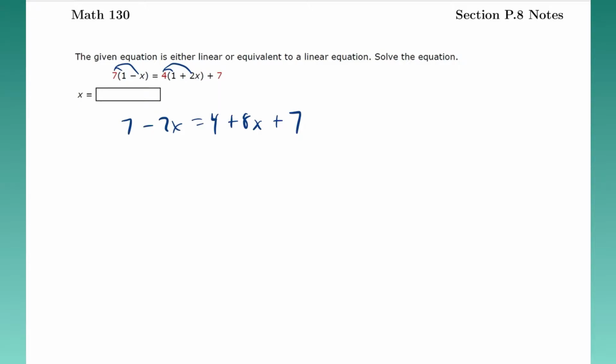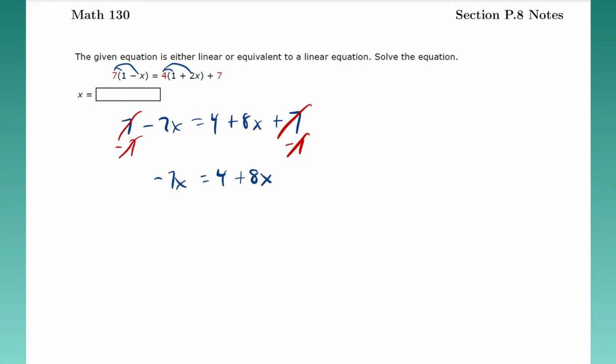Now we've got to get all the x's on one side of the equation. I'm going to get the x's to the left side and the constants to the right, but it doesn't really matter. And I'm also going to combine these like terms. So I'm going to first subtract 7 from both sides. I don't need to combine those because the 7's cancel. Now I've got negative 7x equals 4 plus 8x.